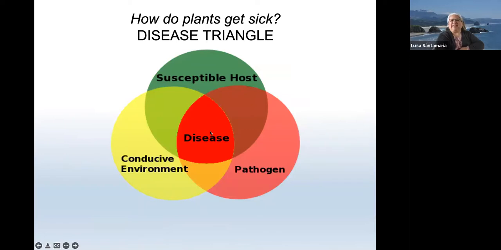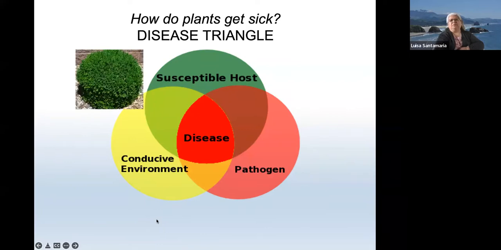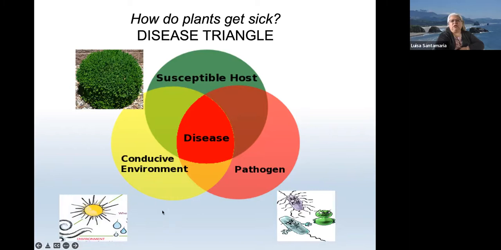So we know plants get sick. How do they get sick? We already have talked about that. We need the susceptible host, we need the pathogen, and we need the conducive environment. Only then do we get the disease. And to be honest, this is not always happening. So in this case, we have our host, we have the pathogen, and the conducive conditions that usually are related with temperature, relative humidity, and water and moisture in general.